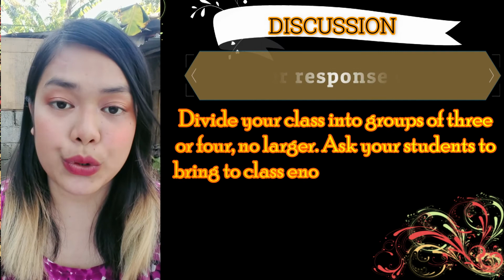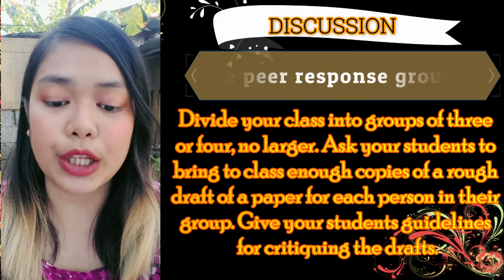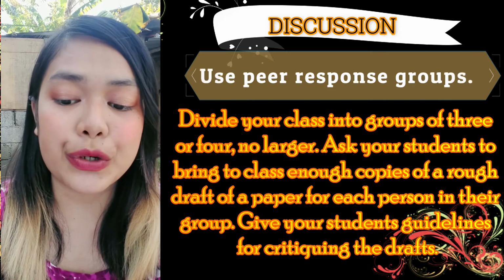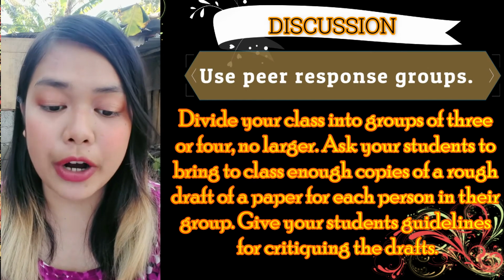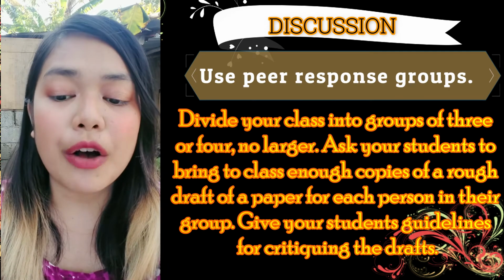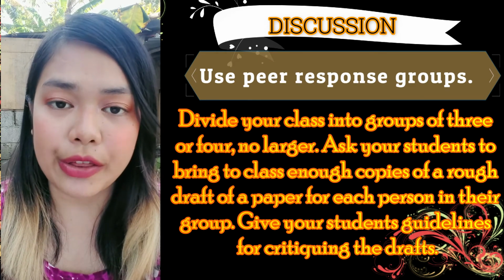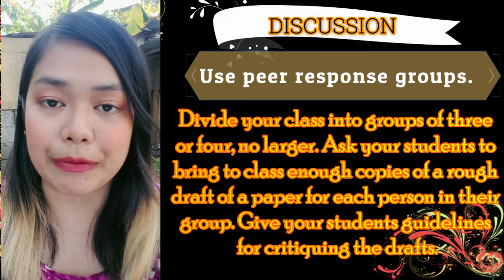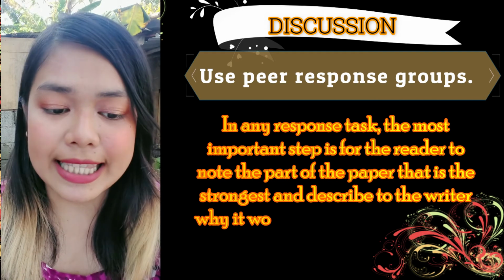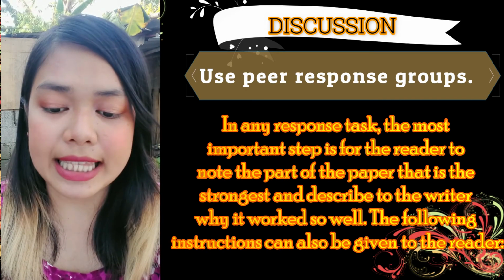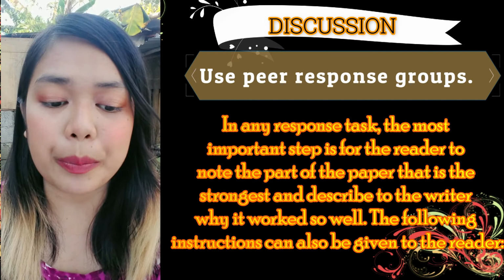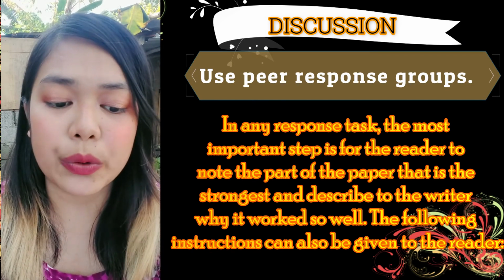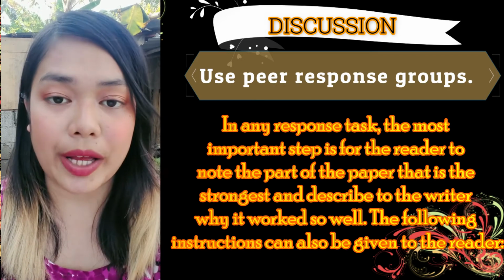Use peer response groups. Divide your class into groups of 3 or 4, no larger. Ask your students to bring to class enough copies of a rough draft of a paper for each person in their group. Give your students guidelines for critiquing the paper. In any response task, the most important step is for the reader to note the part of the paper that is the strongest and describe to the writer why it worked so well.